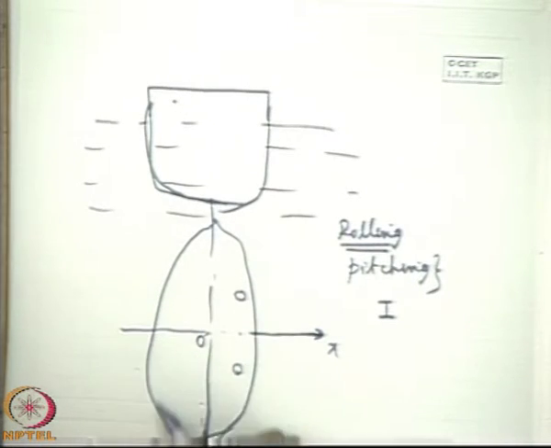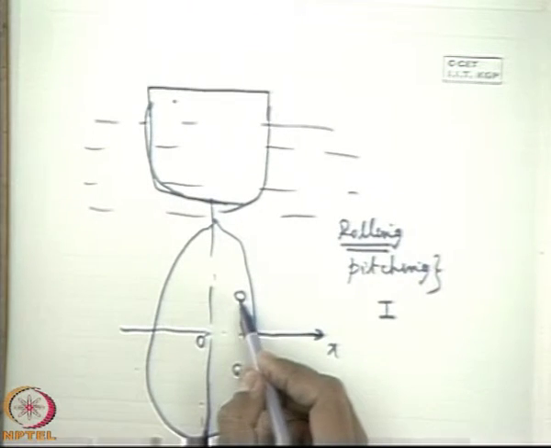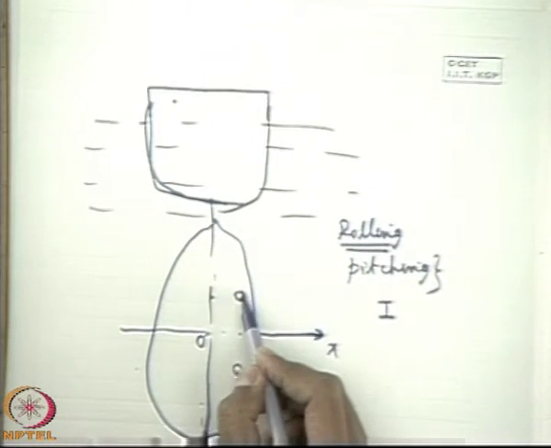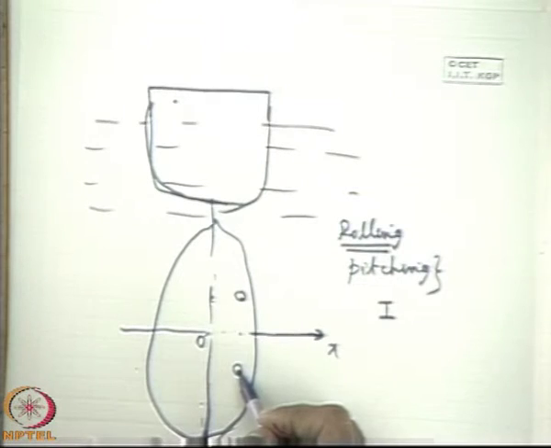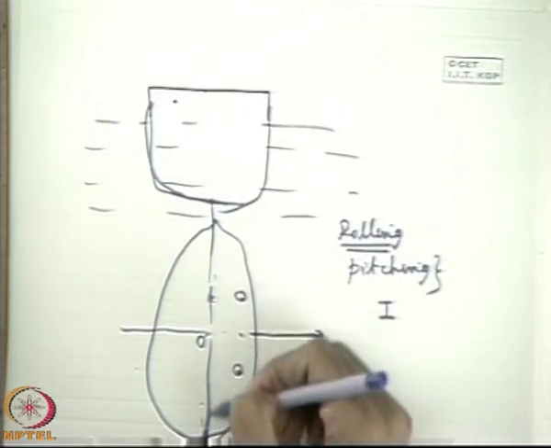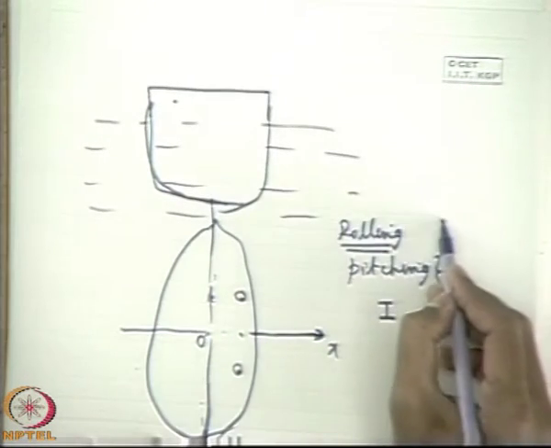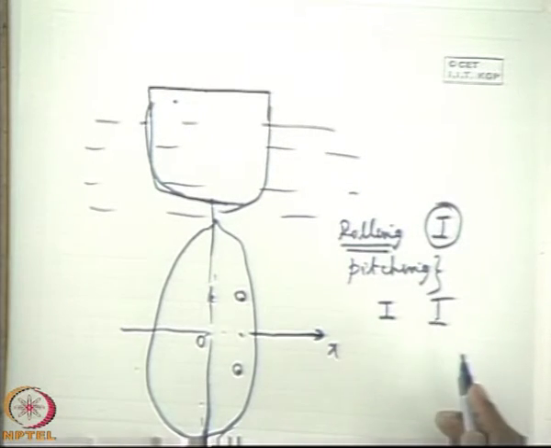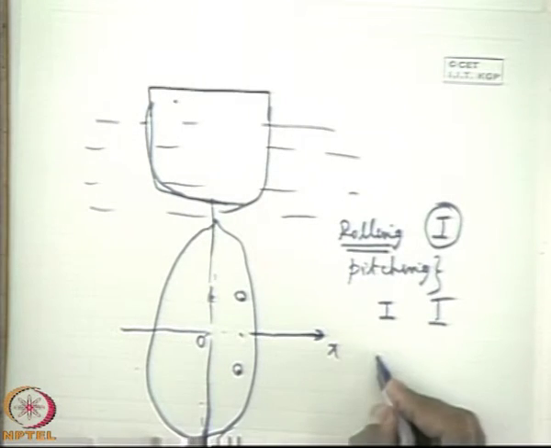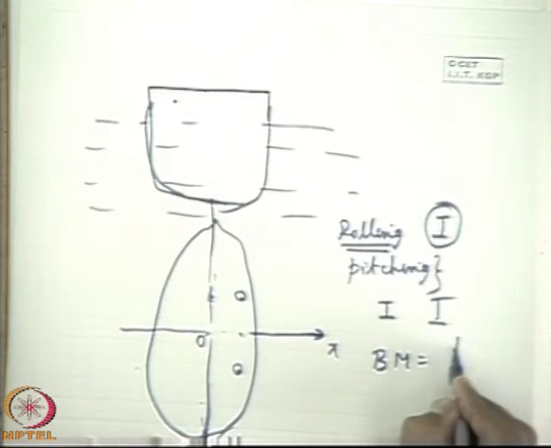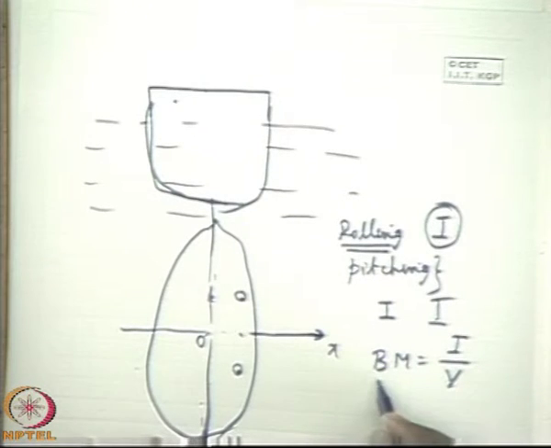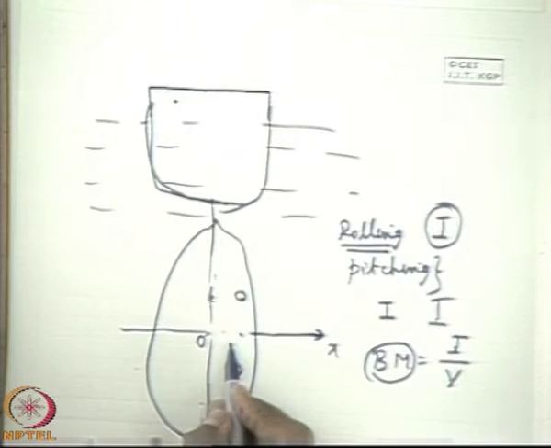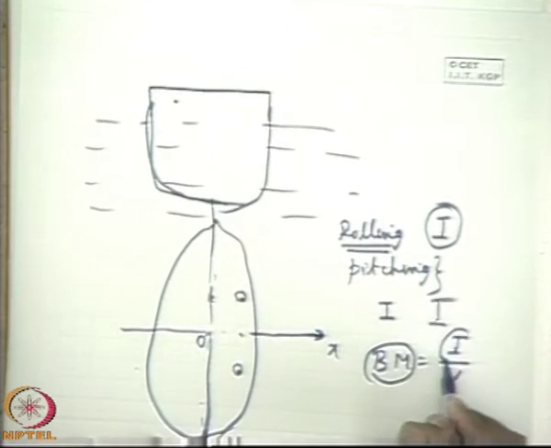Now you see, from the typical geometry of the ship, the second moment of area about the y axis is much lower than the second moment of area about the x axis, because the longitudinal dimension is more. So therefore I is lower in case of rolling as compared to that in case of pitching. Clear? So therefore Bm is I by V. So in case of rolling, Bm is small, because I is small. Rolling is about the OY axis, so about OY the moment of inertia is small.